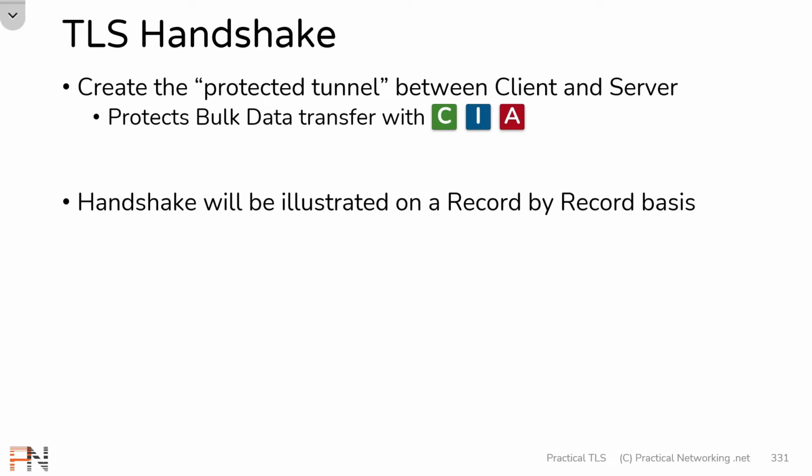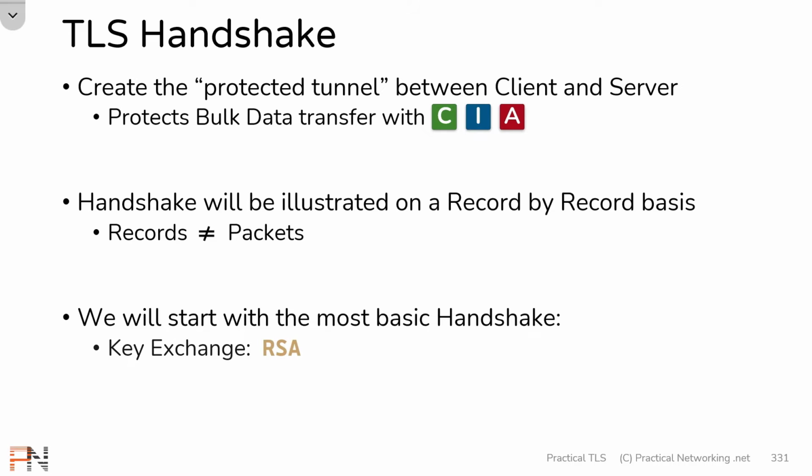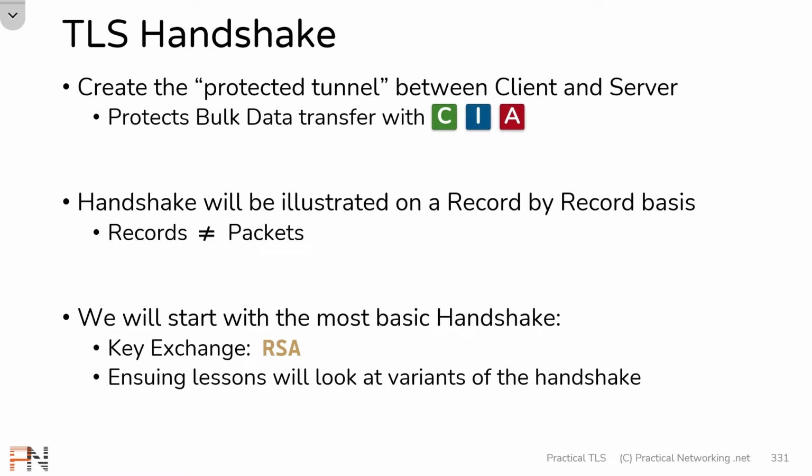We're going to illustrate the TLS handshake on a record-by-record basis. Recall that records don't necessarily correlate to packets, meaning sometimes multiple records will fit inside a single packet, and sometimes multiple packets will be used to send a single record. We're going to show you the handshake in its most basic form, meaning a TLS handshake using an RSA key exchange. The lessons that follow in this module will show you different variations of this basic handshake.